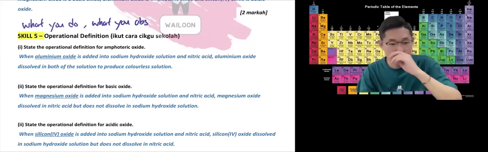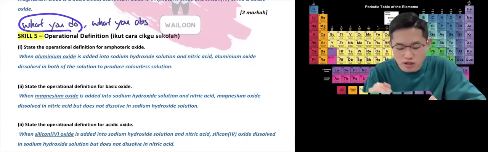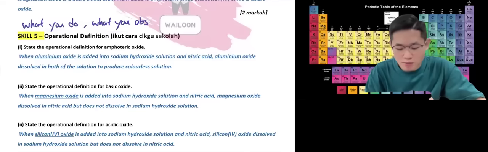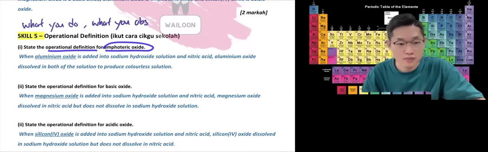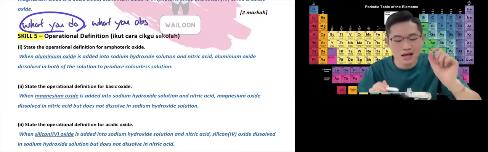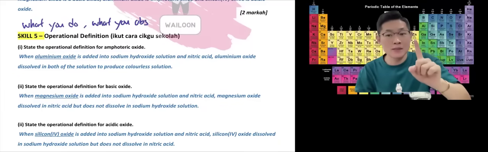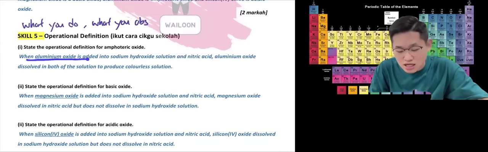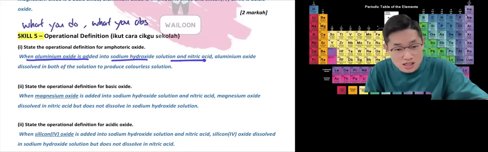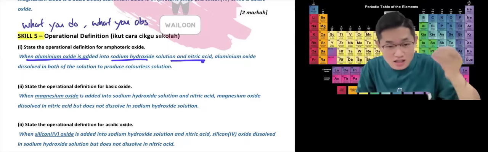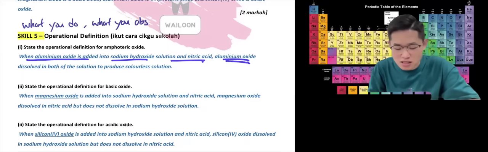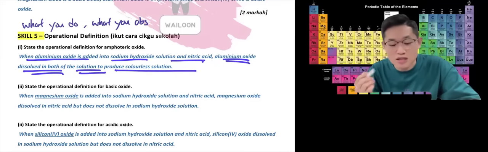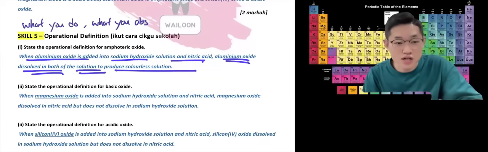You have to write a sentence, okay, and tell me what to do and then what will be the expected observation. So for example, state the operational definition for amphoteric oxide. So you see, in this experiment, the one important procedure I did, and then immediately leads me to the result, is when I add aluminum oxide into sodium hydroxide and nitric acid, this is what I did. After I did this step, the aluminum oxide dissolves in both solutions, producing a colorless solution. So it's a combination of procedure and then your observation.